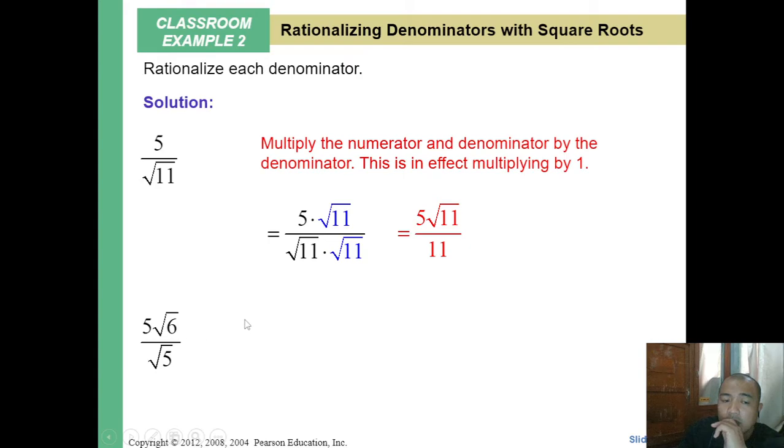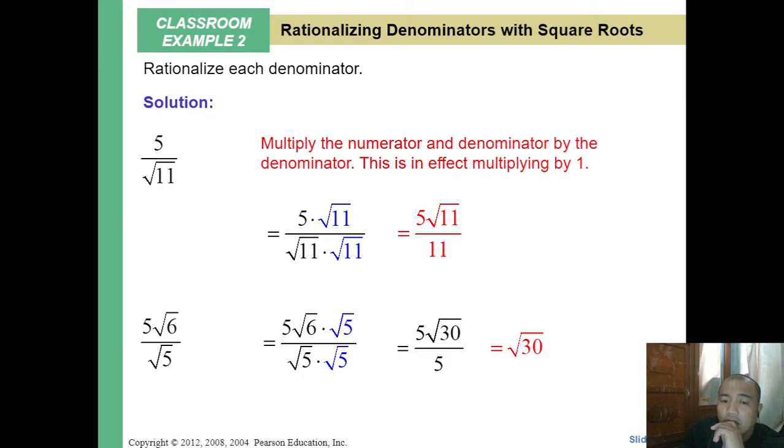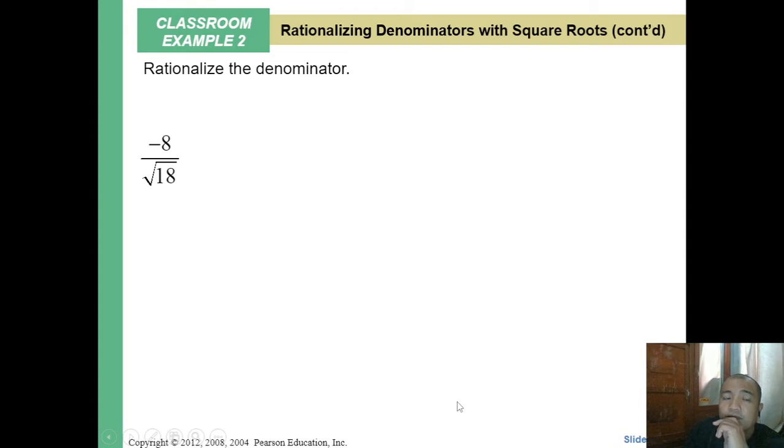In number 2, let us multiply this by square root of 5. So the answer is 5 square root of 30 over 5. Or we can still simplify this. Cancel 5. So, square root of 30. Next, negative 8 all over square root of 18. What will we multiply here? I think square root of 2.